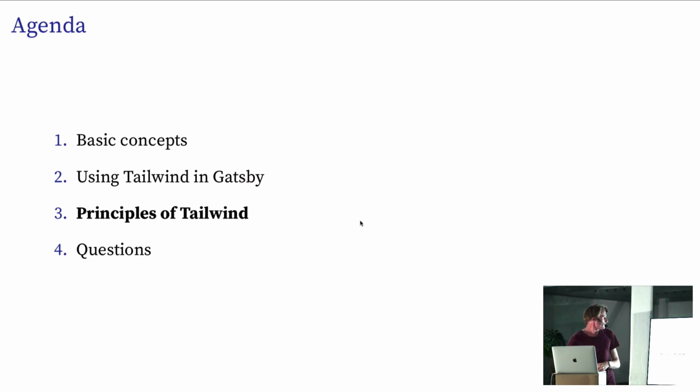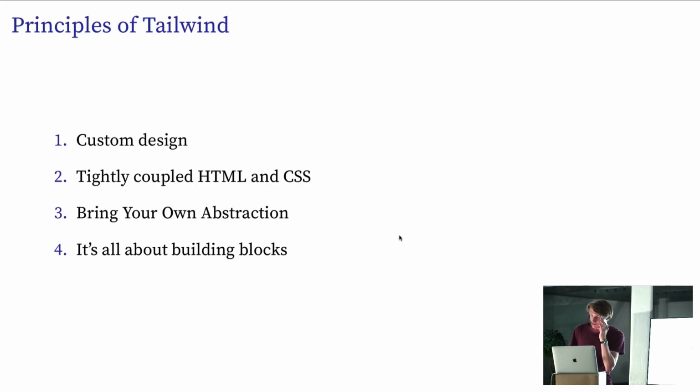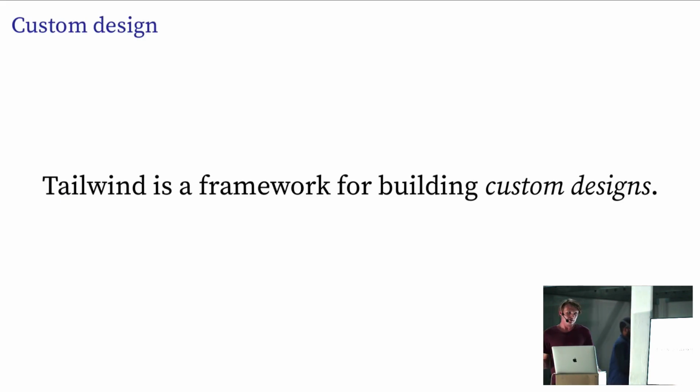So, we looked at all of these utility classes, and it seems a bit strange, and like, why would you do all of these things? What I've discovered is that there are 4 things that are very important if you want to use Tailwind. If you care about these things, then Tailwind is very useful. So the first thing is that Tailwind is a framework for building custom designs. So if you're interested in just getting some nice forms, Tailwind is not for you.